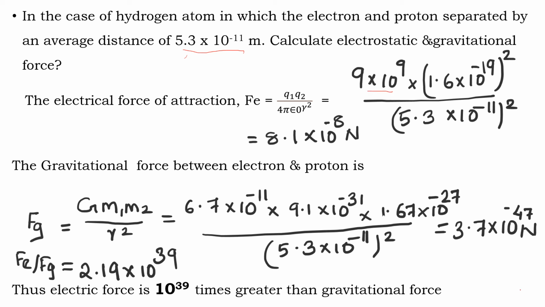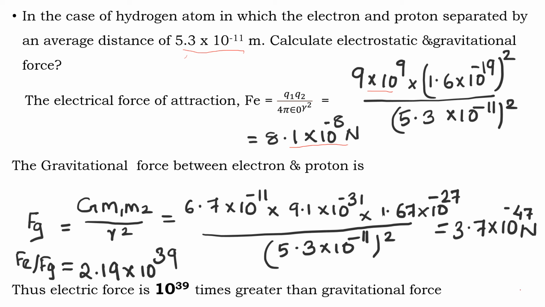And the charge of an electron and a proton have the same magnitude, that is 1.6 into 10⁻¹⁹ Coulomb. Then Q1 is equal to Q2 is equal to 1.6 into 10⁻¹⁹ and R is 5.3 into 10⁻¹¹. On solving, we get the electrostatic force as 8.1 into 10⁻⁸ Newton.